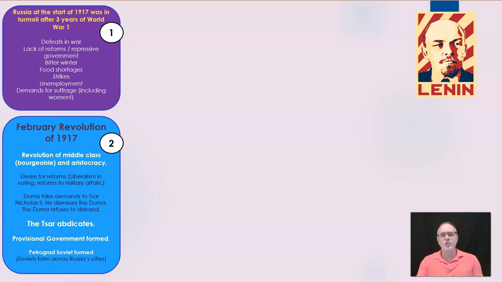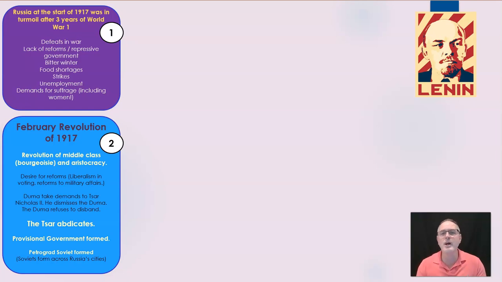And just like the Third Estate going to the tennis court in 1789 in France, the Duma refuses to disband. They form a provisional committee to run the government until a full election can be held for a new constitutional assembly. The Tsar abdicates in this moment. The provisional government is formed and plans are started to make a vote for a new government of a Republican Russia. At the same time as this provisional government is formed, the Petrograd Soviet is formed.